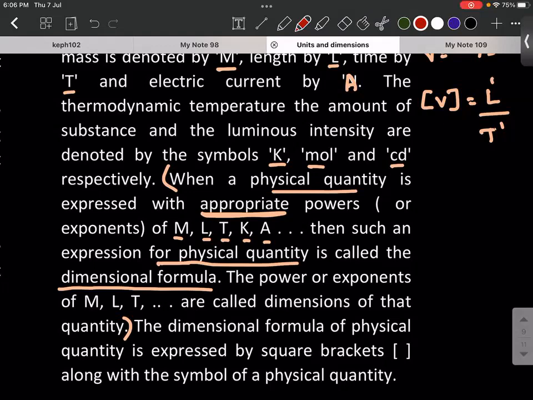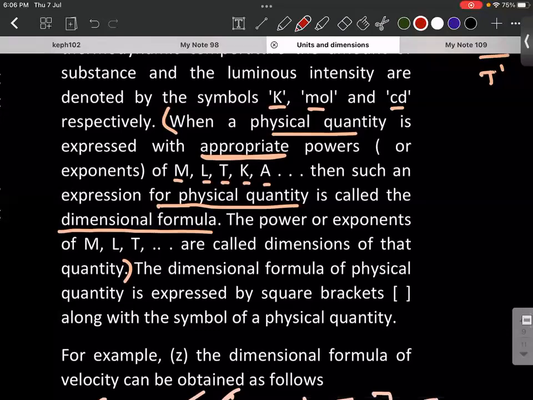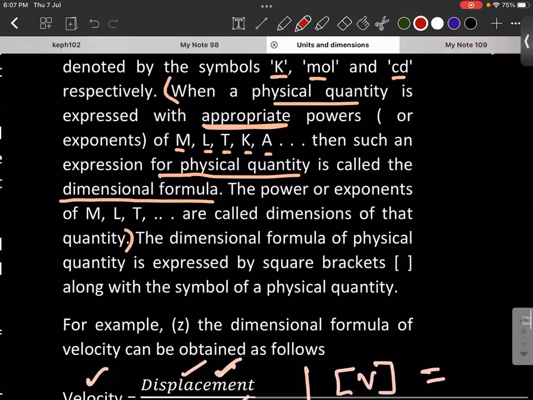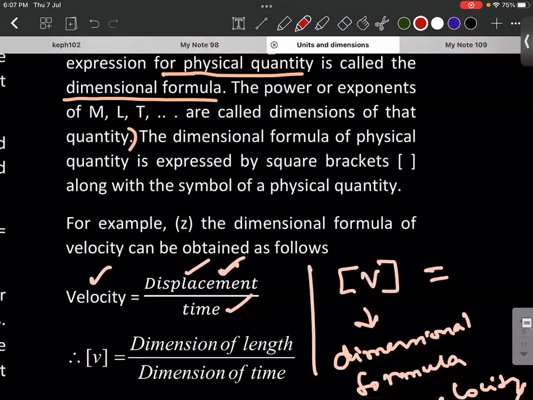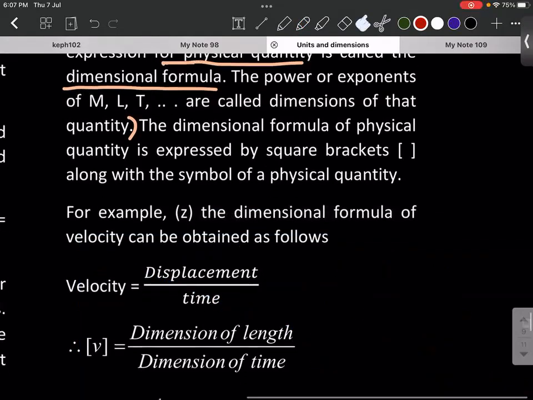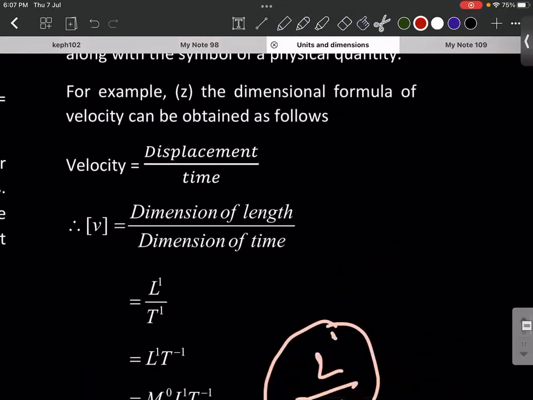Shall we proceed? So it is written here. The dimensional formula for a physical quantity is expressed by square brackets along with the symbol of the physical quantity. Whatever I've written here is again summarized. Observe, for example, the dimensional formula of velocity can be obtained as follows.